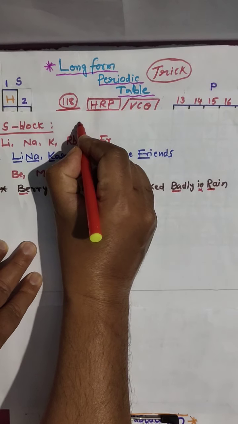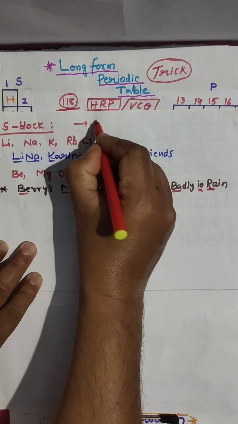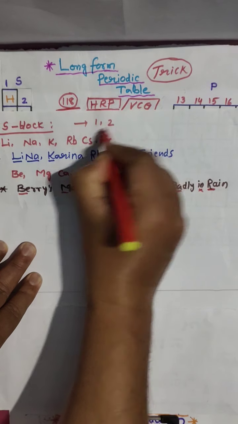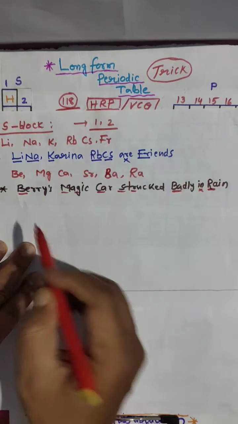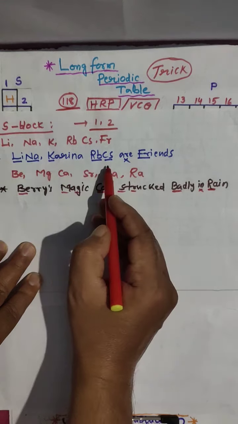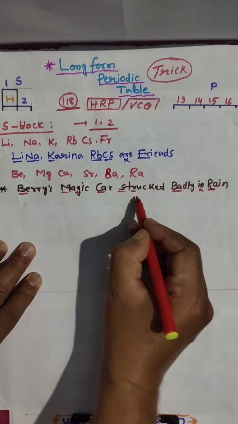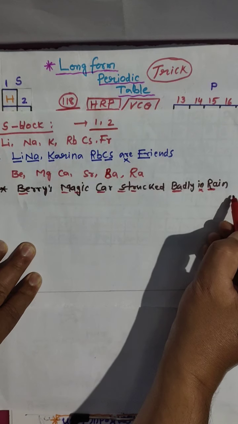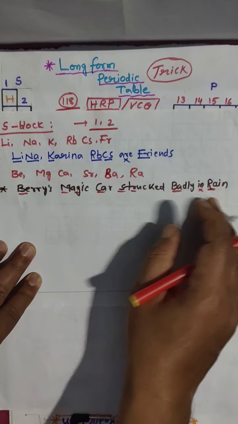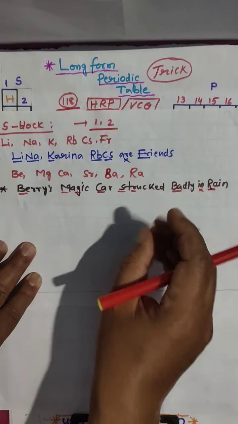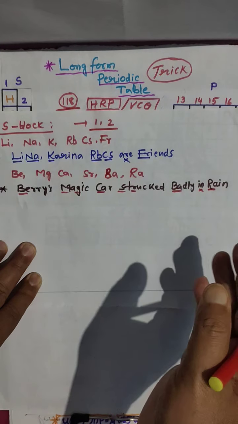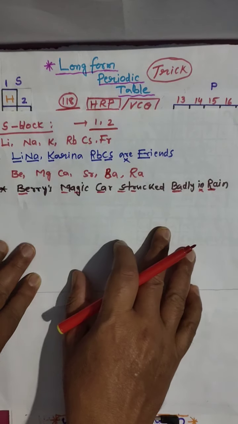So in the S block we have two groups, the first group and the second group. Lena, Karina, RBCS are friends. Berry's magic car struck badly in rain. If you repeat it 2-3 times it is very easy to remember, and if you see this video 2-3 times you can remember easily.